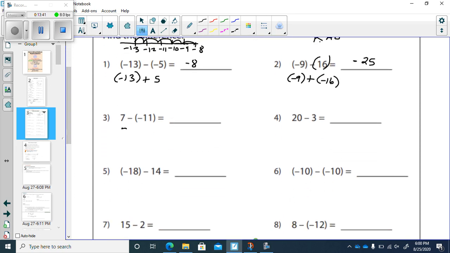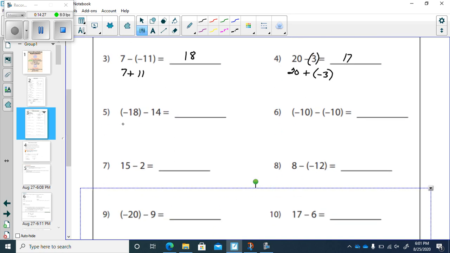7 minus negative 11. Keep, add, opposite. The opposite of negative 11 is a positive 11. Whenever you subtract a negative, you're adding a positive. 7 plus 11 is 18. 20 minus 3. This one should be obvious to you. You know that's 17. If you're not sure, keep, add, and here notice you're subtracting a positive 3. The opposite of a positive 3 is a negative 3. 20 plus a negative 3. You'd start at 20, move backwards on your number line 3 spots, and that puts you at 17.